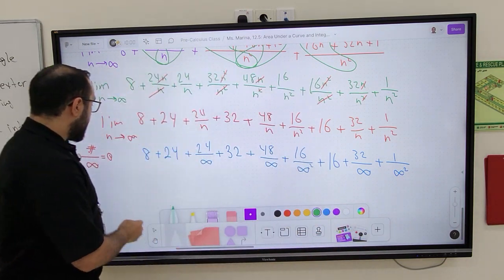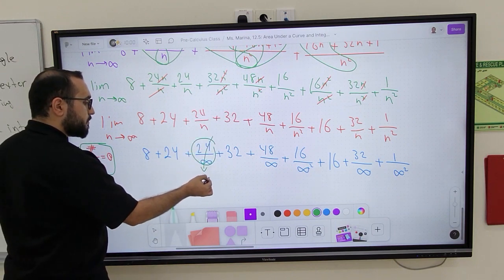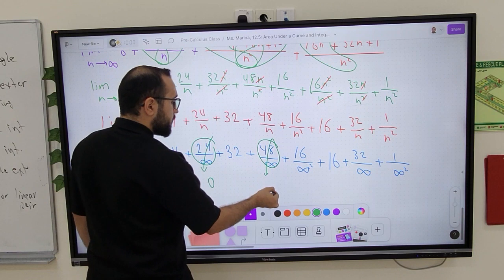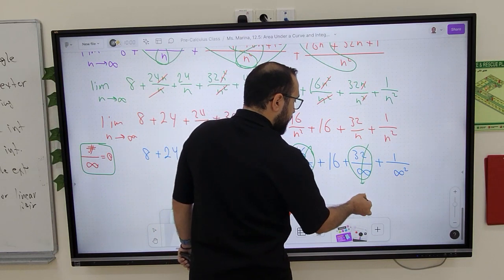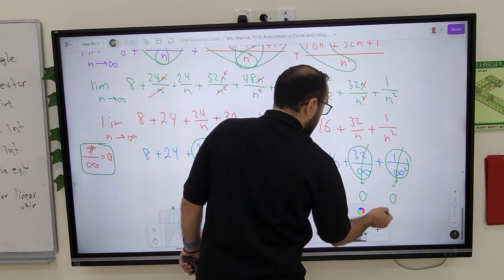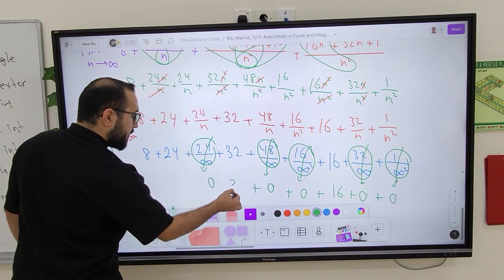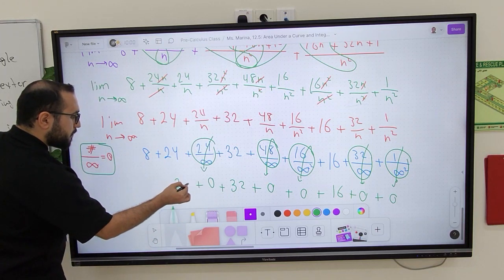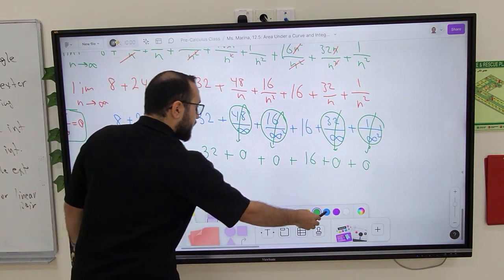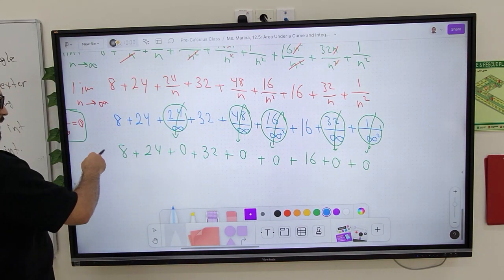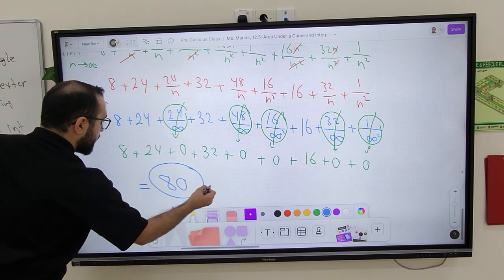So now, as I told you, any number over infinity is equal to 0. So this part is equal to 0, and so are the other parts over infinity. So now 0 plus 0 plus 16 plus 0 plus 0 plus 32 plus 0 plus 24 plus 8. So now what is the answer if we add all of these? 16 plus 32 plus 8 plus 24 is equal to 80, which is the final answer.